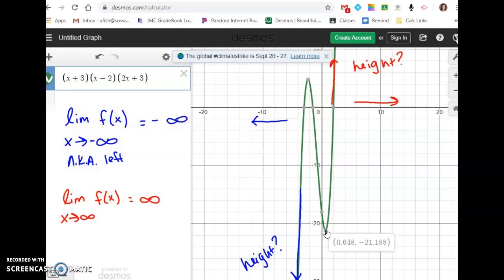So this is just limit notation. Again, negative infinity is going towards the left. This positive infinity is going towards the right. So if I were you, I would make sure that you have those limit notations written down, because you will want that for future reference.